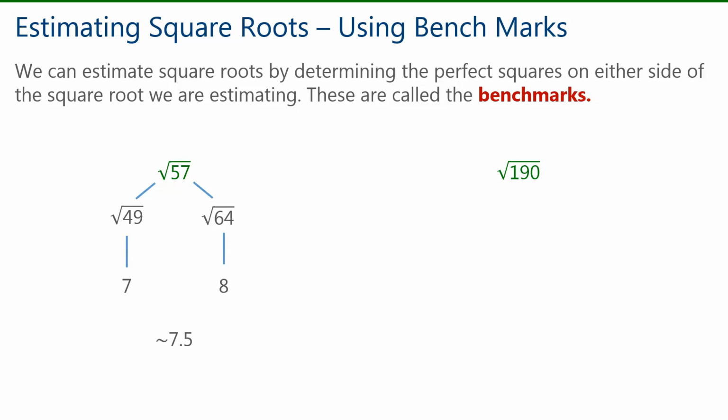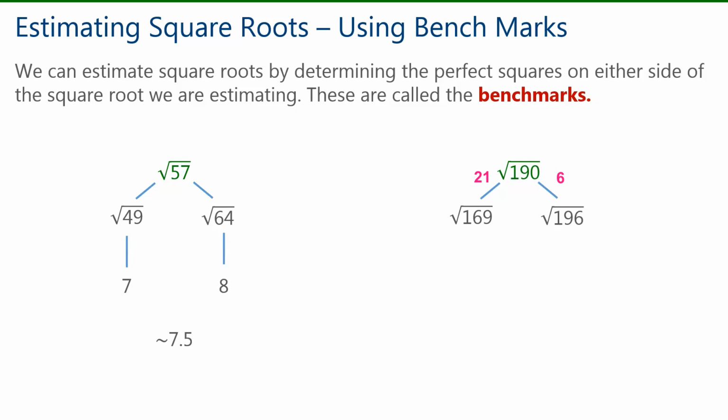If we estimate the square root of 190, I know that the perfect square just below 190 is 169. And I know that the perfect square just above 190 is 196. So if I count from 169 up to 190, I get 21 numbers in between. And if I count from 190 up to 196, I get 6 numbers in between.